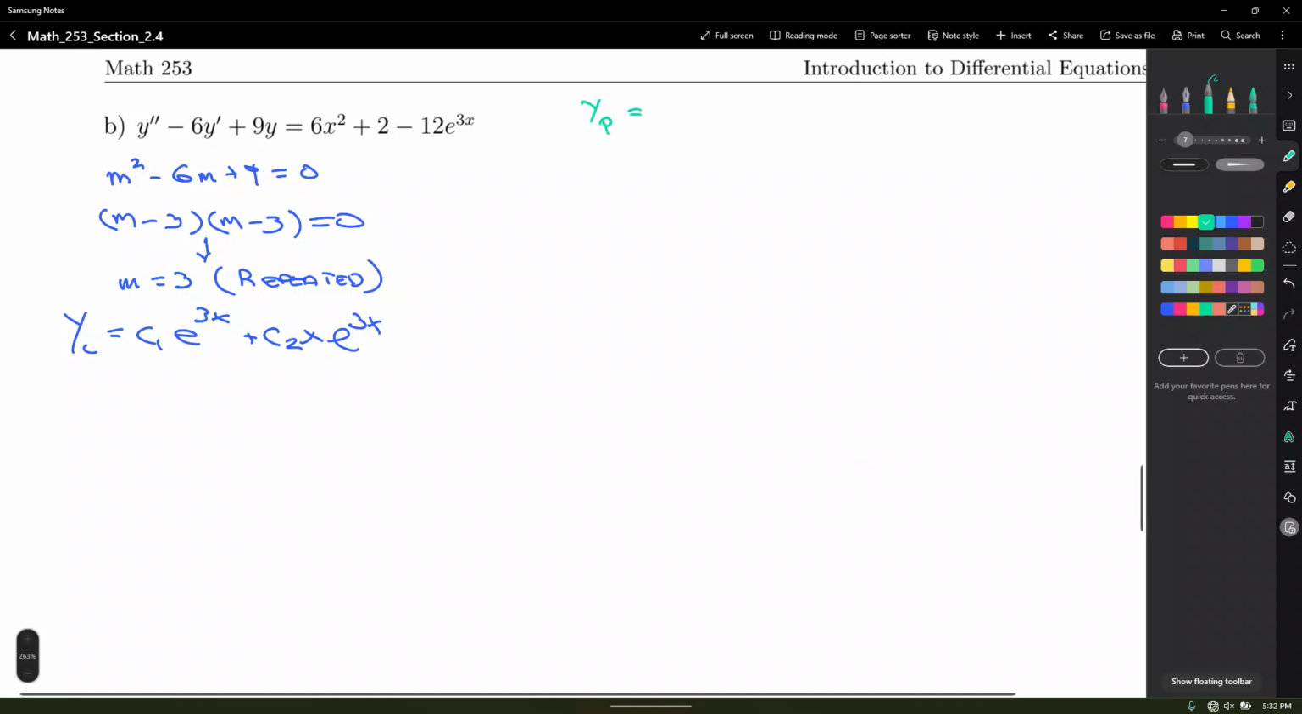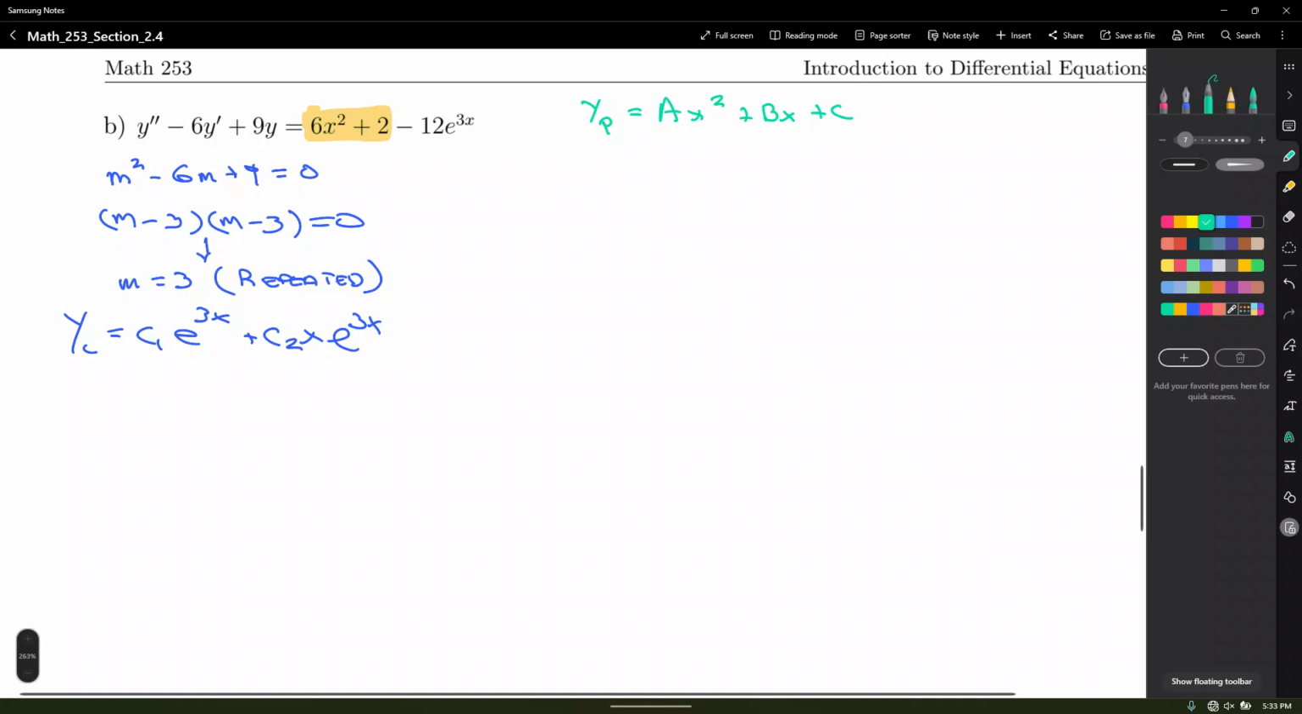What do we have on the right-hand side of the differential equation? Let's analyze what we have. Actually, I'm going to analyze this in two parts. Number one, the polynomial part, which in this case is a second degree polynomial, a quadratic, so we will need a generic quadratic polynomial: ax squared plus bx plus c. All right, so that's one.